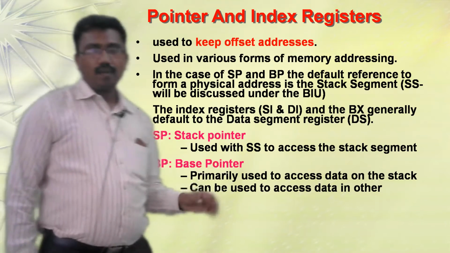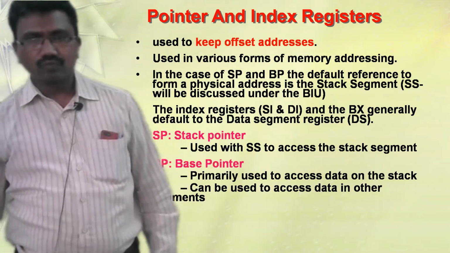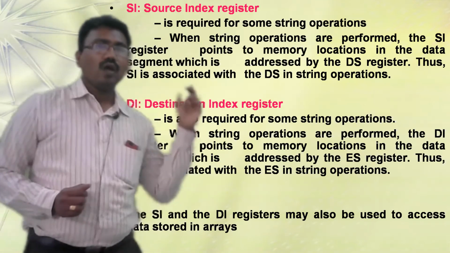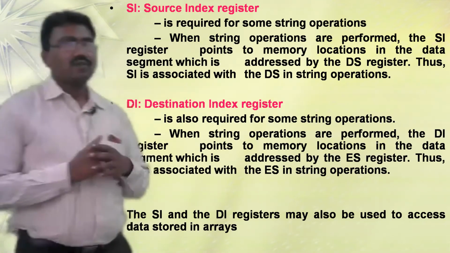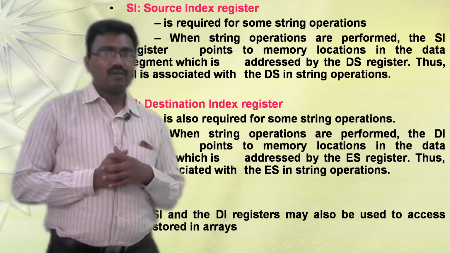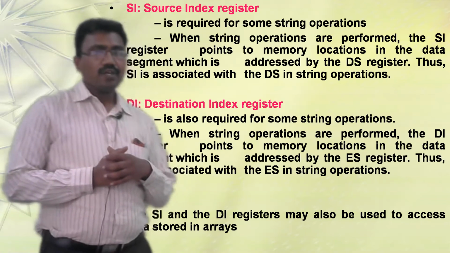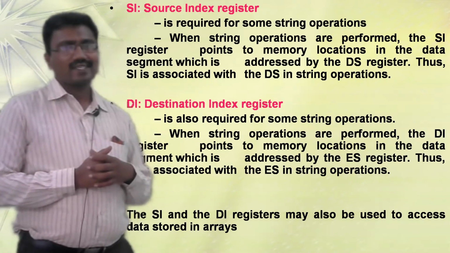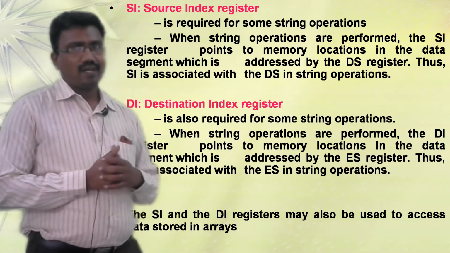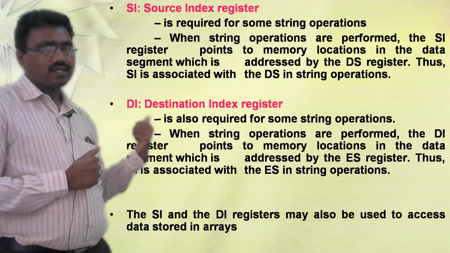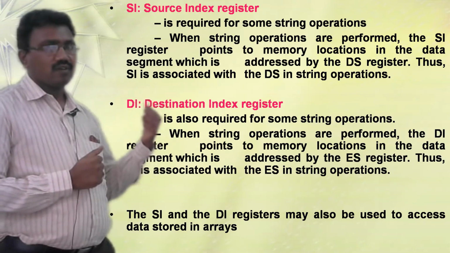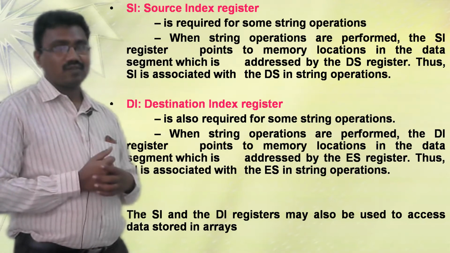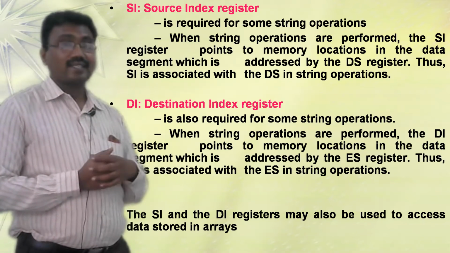Coming to index registers, they also hold the offset address of the memory. The symbol is SI, and the name is source index register, which holds the offset address of the memory. It is used with the data segment register to access data in the data segment, whereas the DI register, the destination index register, is used with the ES register, the extra segment register, to access the extra segment.